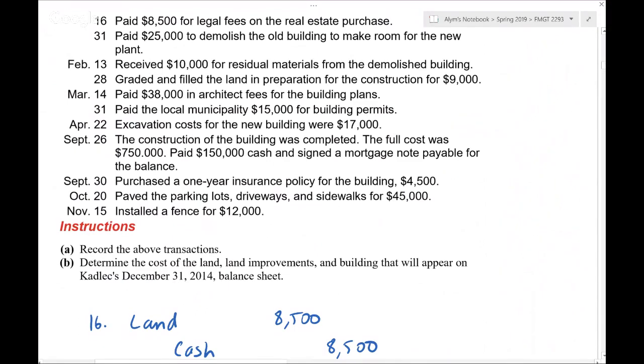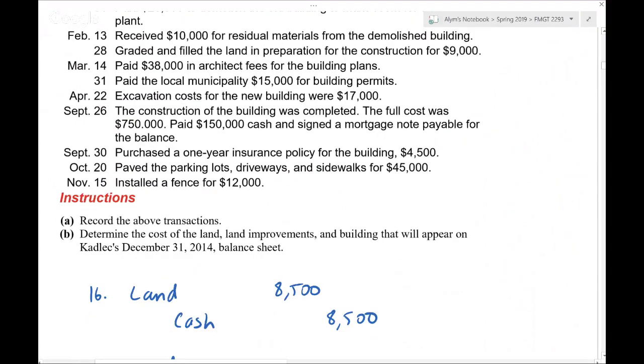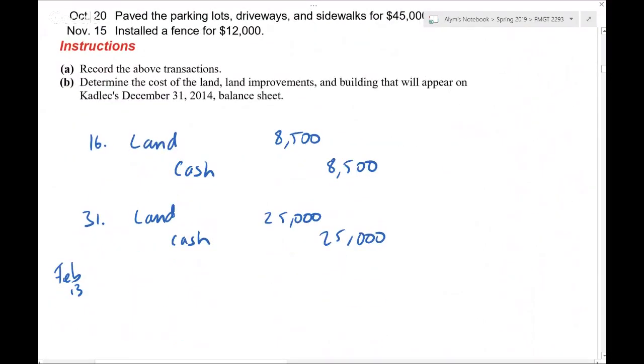So here, we received some cash. It looks like we were able to sell off some of these old materials. What that does effectively is it reduces the amount it cost us to buy the land. So here, we're going to debit cash for $10,000. We're going to credit land for the $10,000. That piece of land cost us $10,000 less.